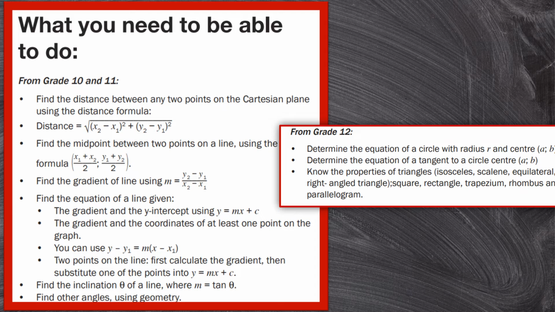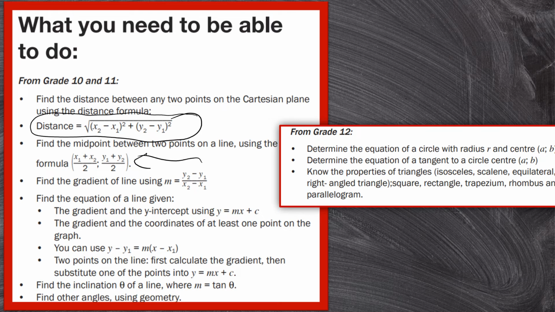points on the Cartesian plane, and we use the distance formula, which says distance is equal to the root of (x2 minus x1) squared plus (y2 minus y1) squared. We also use the midpoint formula to find the midpoint between 2 points on a line, using the formula ((x1 plus x2) over 2, (y1 plus y2) over 2). That is our midpoint formula.